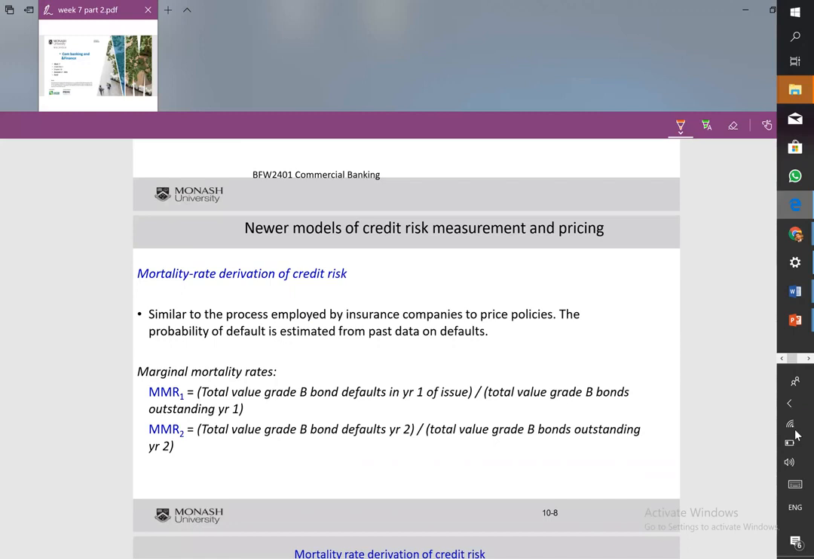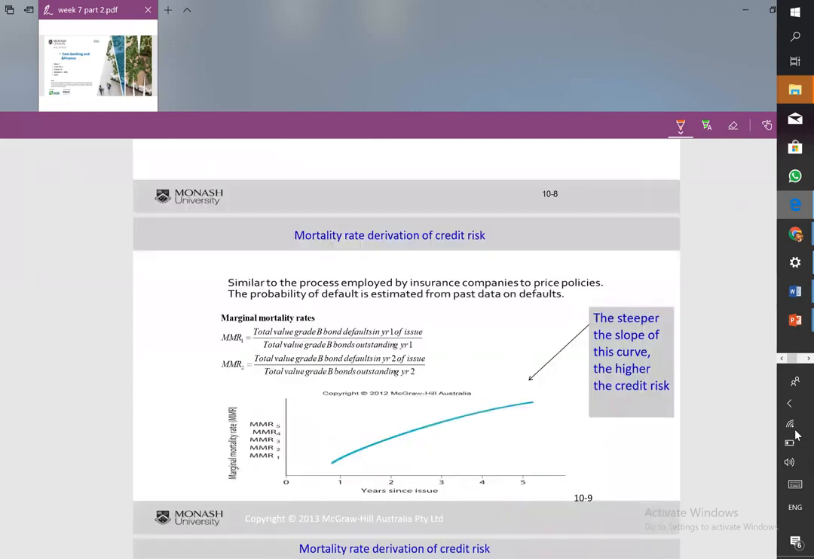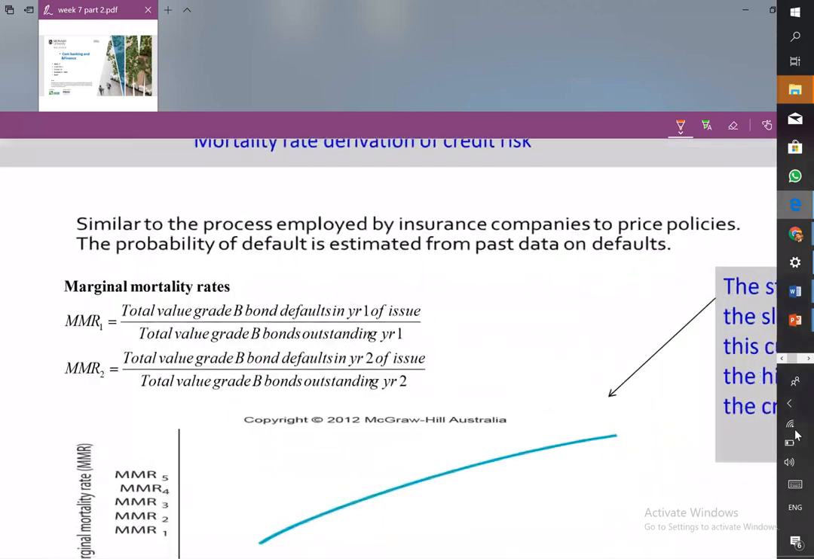The other thing, the second model, is the maturity rate derivation of credit risk. This is a very simple issue, and they actually use it for bonds. All you have to do, if you are going to invest, is the following. You calculate the total value. For example, if we are interested to invest in class B, we take all of class B, the total average bond defaulting over the total value of grade B. And we will then see the MMR. MMR is the marginal mortality rate, which means how fast this will die.